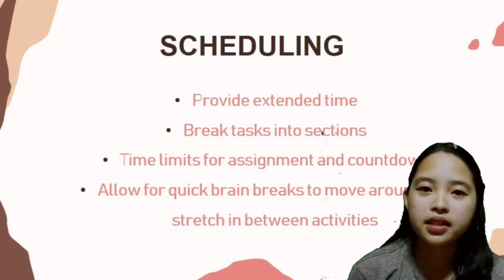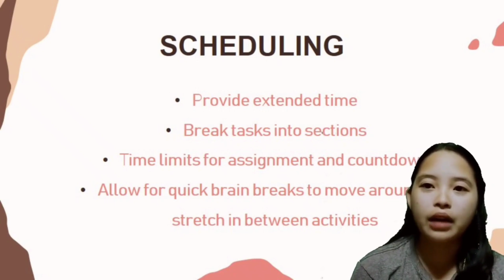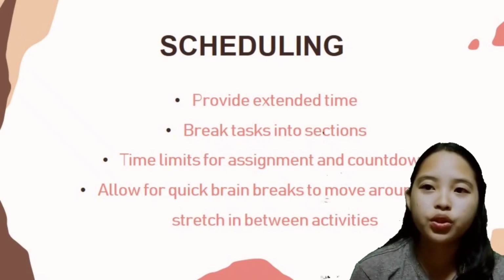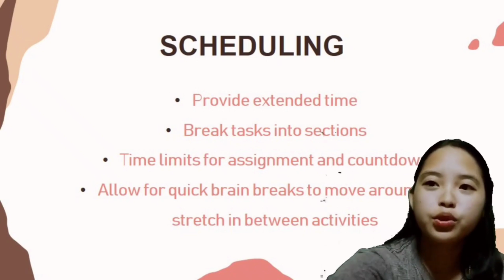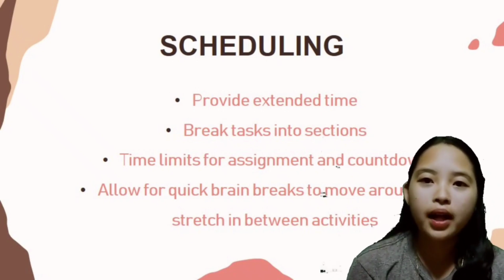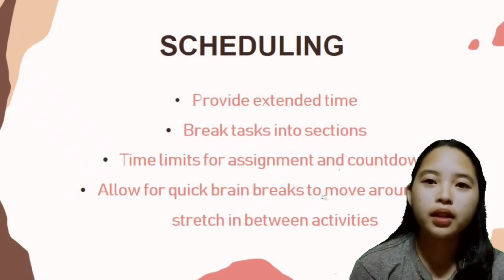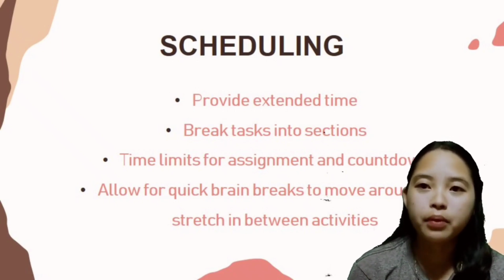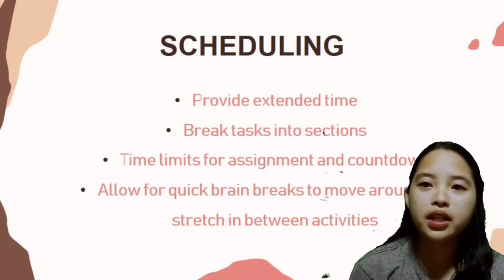And next is time limits for assignment and countdown. We must allocate a finite time period to the tasks that helps you complete them on time. It also helps you to manage your workload in the most effective way. And lastly, for the scheduling, allow for quick brain breaks to move around and stretch in between activities.